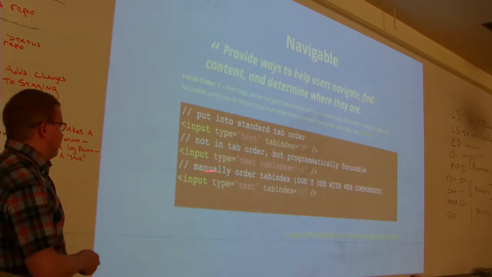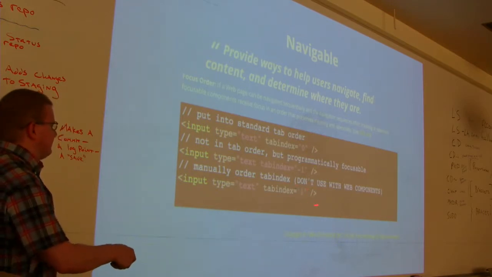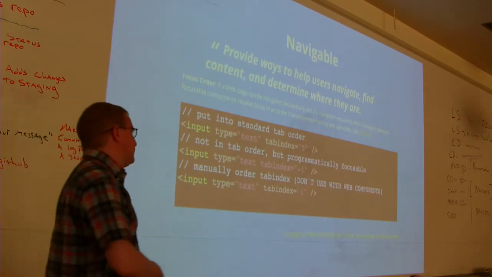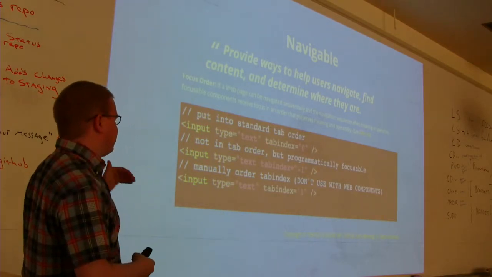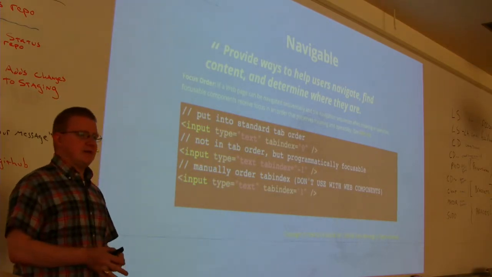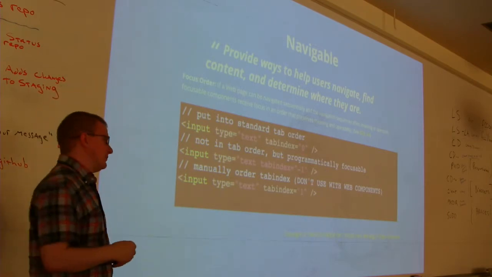So this last one is tabindex with any positive number, any non-zero positive number. And this will actually manually order the tab index. So if you had 3 items, you could put them in order like 3, 2, 1 or 1, 2, 3, and that would manually order it.